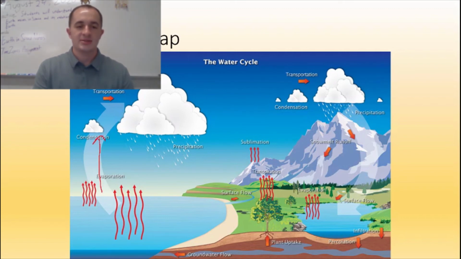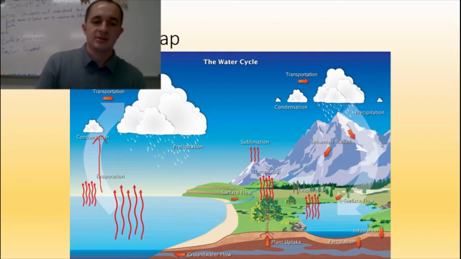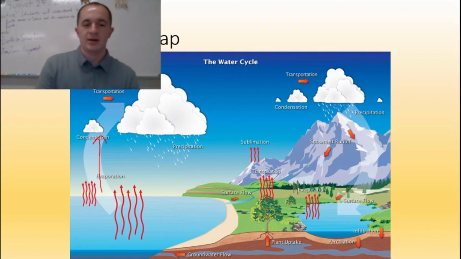As it rises, it gets cooler and colder, because if you think as you go up a mountain, it gets colder on the top of the mountain. Similarly, it gets colder in the air, and as it gets colder, it turns back into water in a liquid form. That is our clouds.